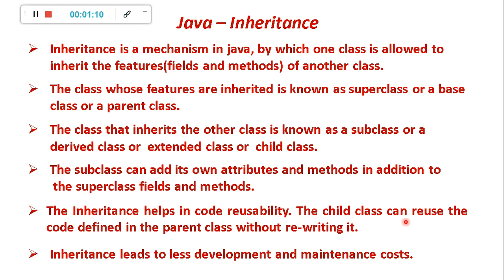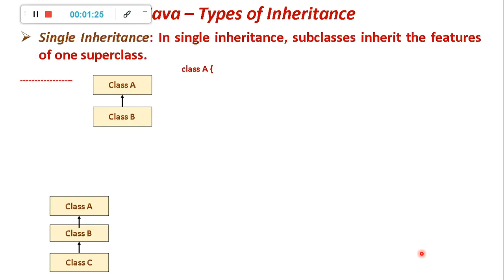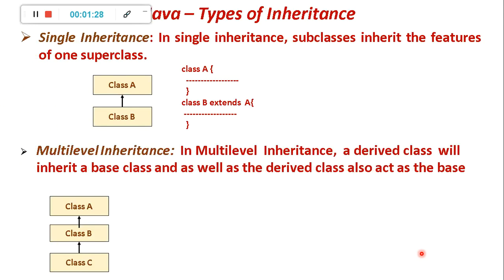The child class can reuse the code defined in the parent class without redefining or rewriting it. The inheritance leads to less development and maintenance cost. Now we discuss the types of inheritance.